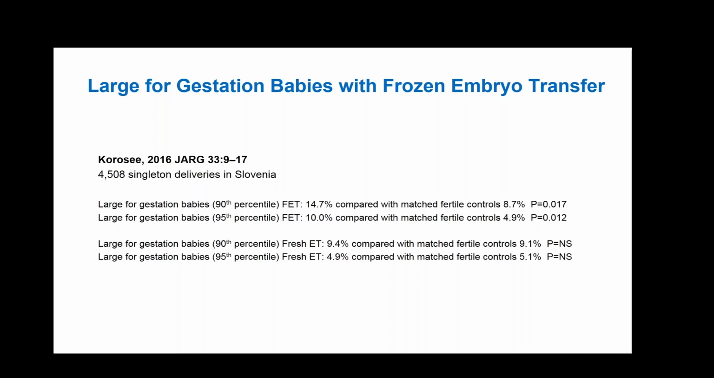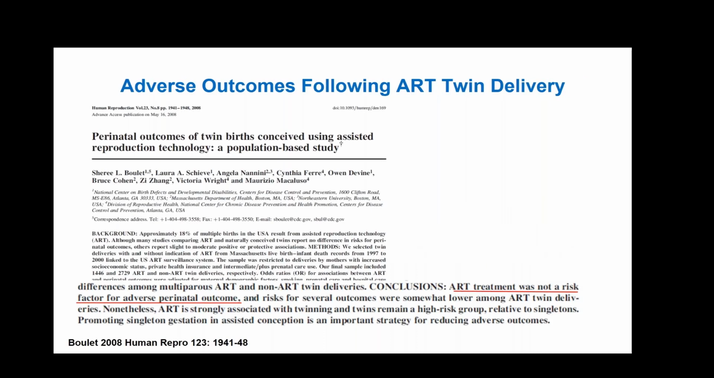We don't know exactly what the effect of large for gestational age babies is, but it is generally associated with an increase in metabolic disorders in children. Whether this is true for ART pregnancies also remains to be studied.